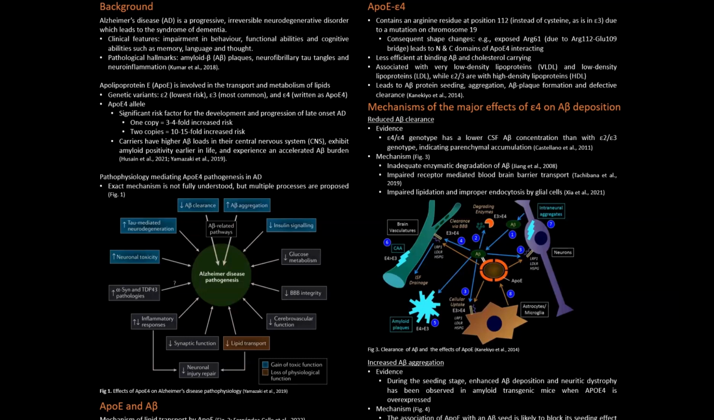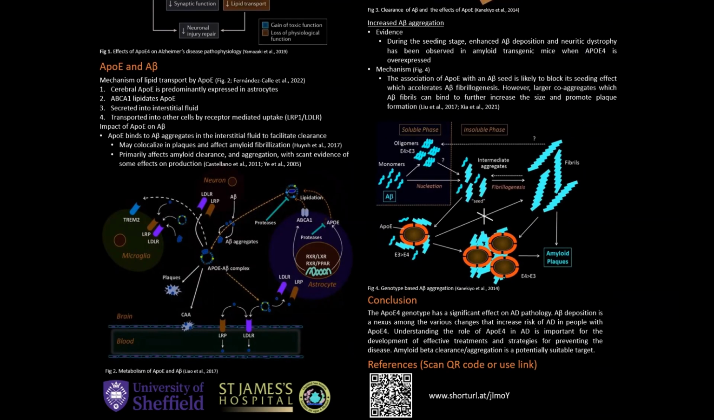This poster will focus primarily on amyloid beta-related pathways, which cause deposition of amyloid beta by reduced clearance and increased aggregation. As can be seen in Figure 2, apolipoprotein E is predominantly expressed in astrocytes, where ABCA1 lipidates it and shuttles it into the interstitial fluid. From here, it can be transported into cells via receptors like LRP1 and LDLR.